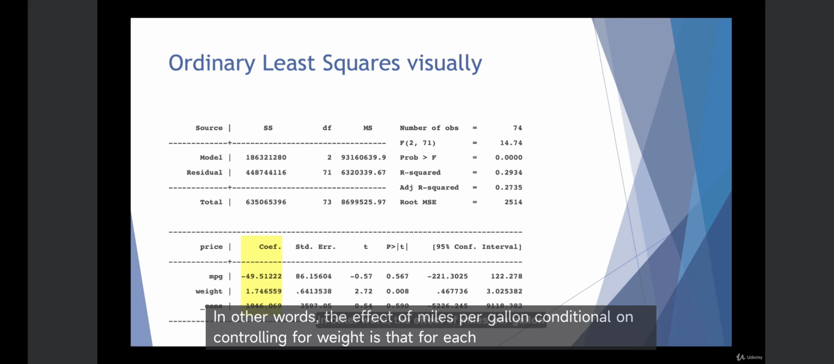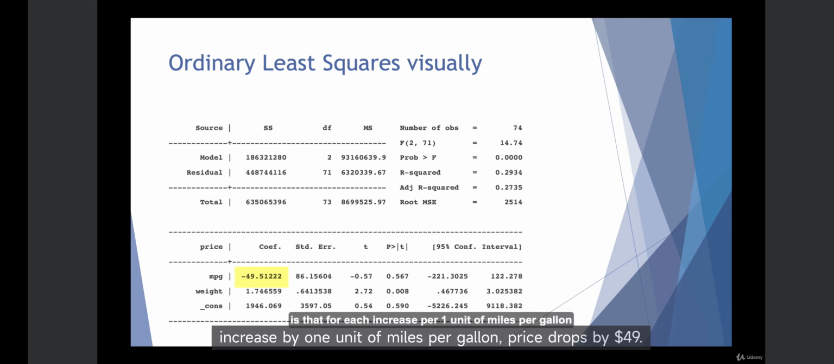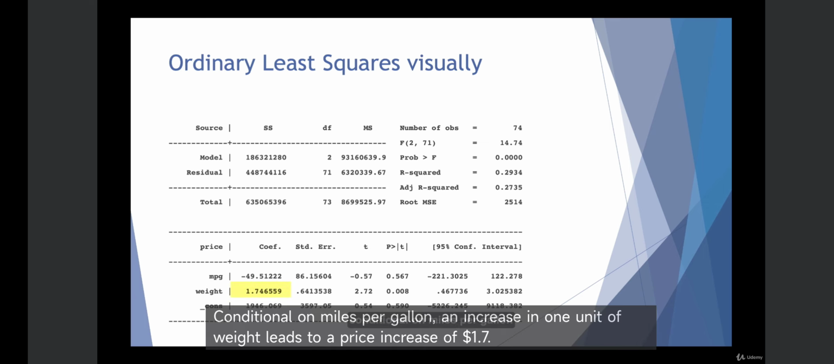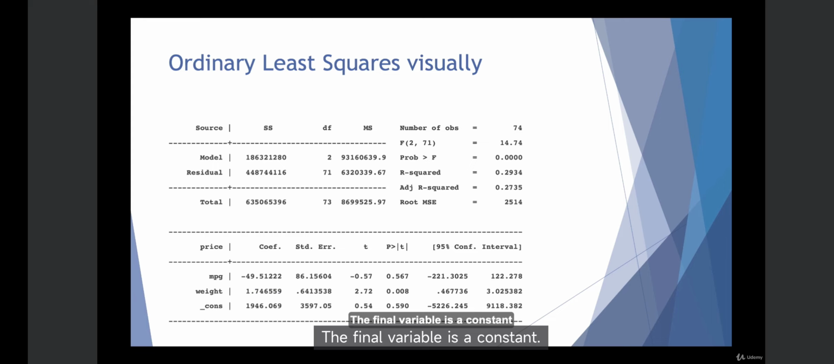In other words, the effect of miles per gallon, conditional on controlling for weight, is that for each increase by 1 unit of miles per gallon, price drops by $49. The effect of weight is as follows. Conditional on miles per gallon, an increase in 1 unit of weight leads to a price increase of $1.7. The final variable is a constant.